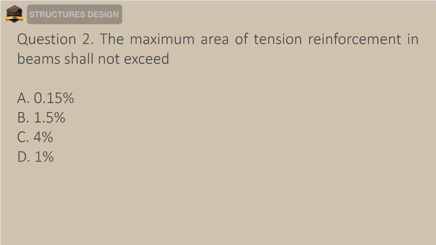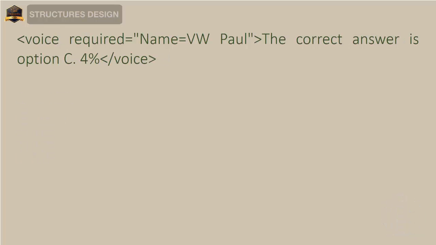Question 2. The maximum area of tension reinforcement in beams shall not exceed A 0.15%, B 1.5%, C 4%, D 1%. The correct answer is option C 4%.